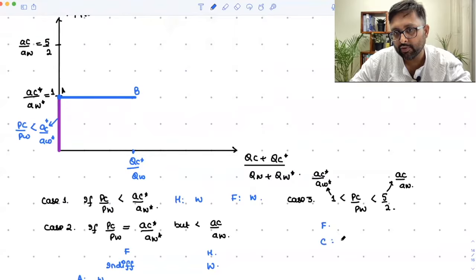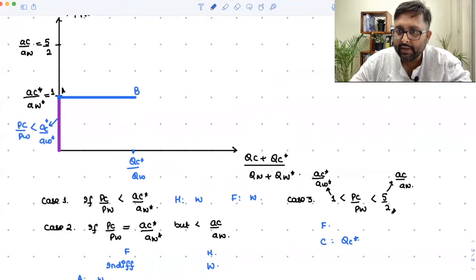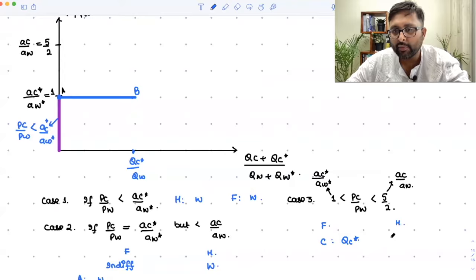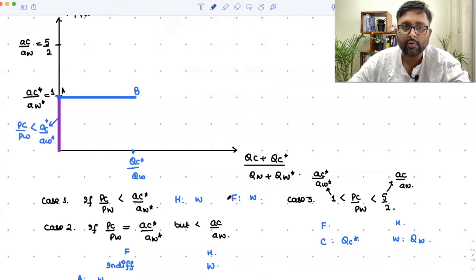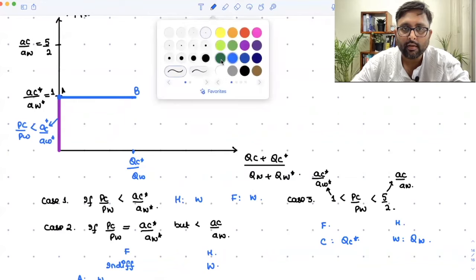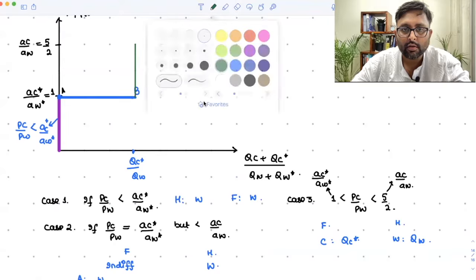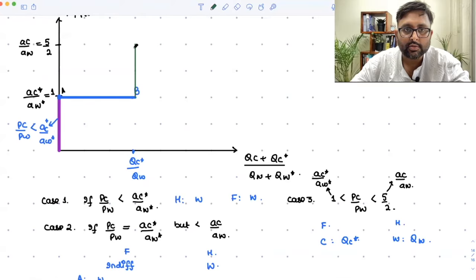Foreign country will say, I'll produce all cheese, QC star. But PC by PW is still less than the opportunity cost of cheese in the home country. Home country is still going to say, it is not profitable for me to produce cheese. I will be producing all wine. Right? So in this case, it is going to be like this.